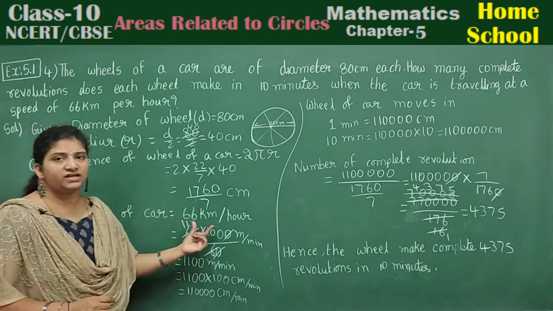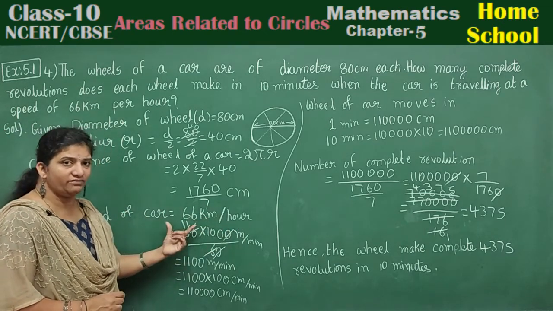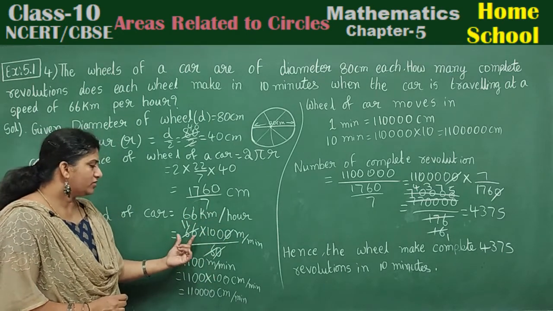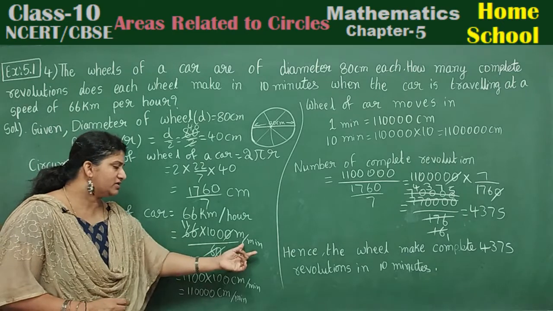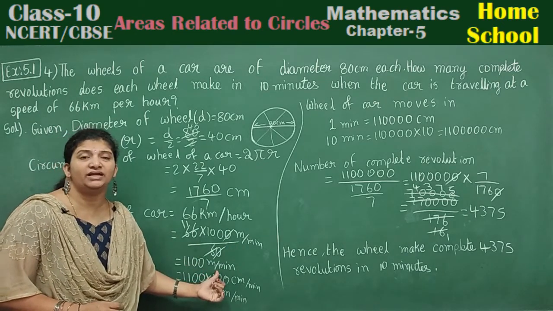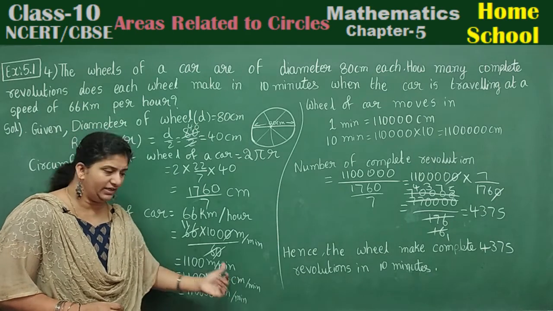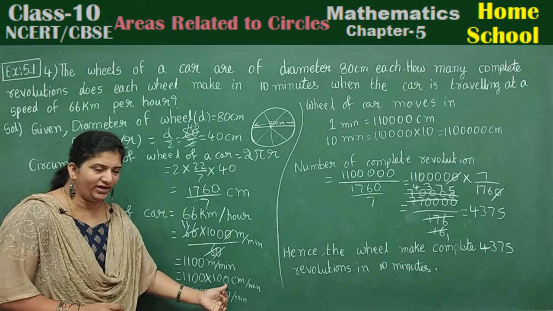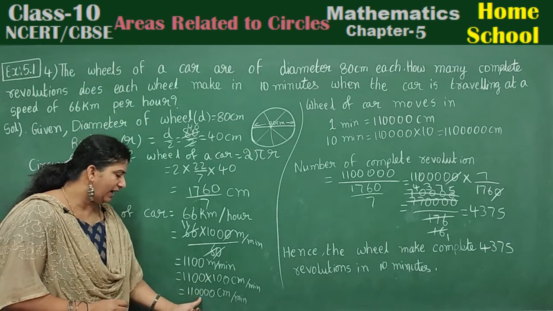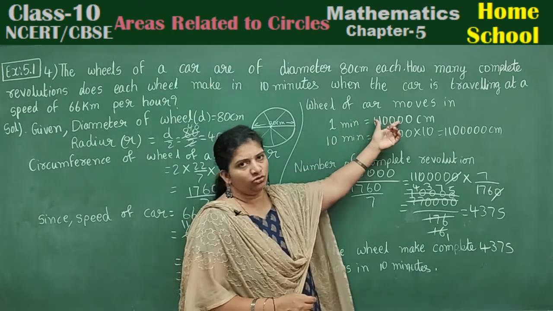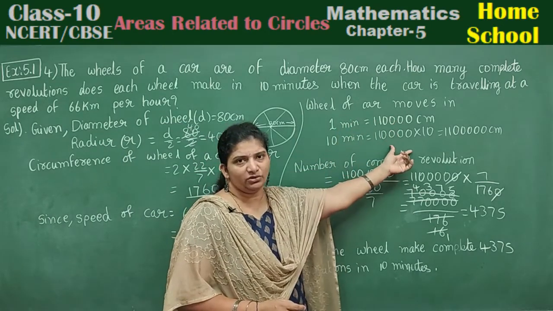Speed 66 kilometers per hour. We are going to convert this kilometer into meters first, then into centimeters. So 66 into 1000 meters by 60, then cancel. You are going to get 1100 meters per minute. These meters convert into centimeters by multiplying by 100. So that will be 1,10,000 centimeters per minute. For 1 minute you know, then for 10 minutes you multiply by 10.